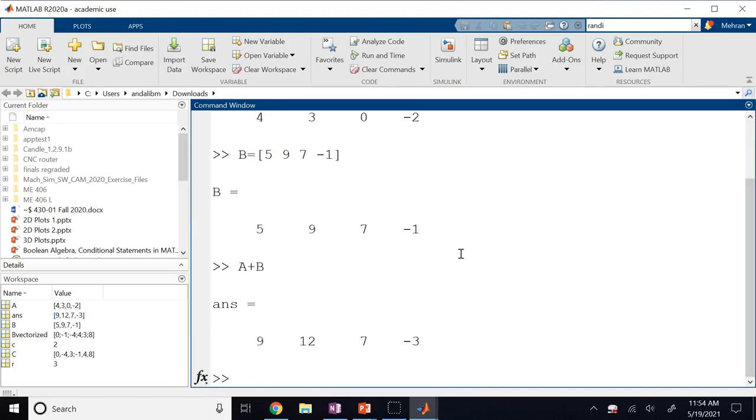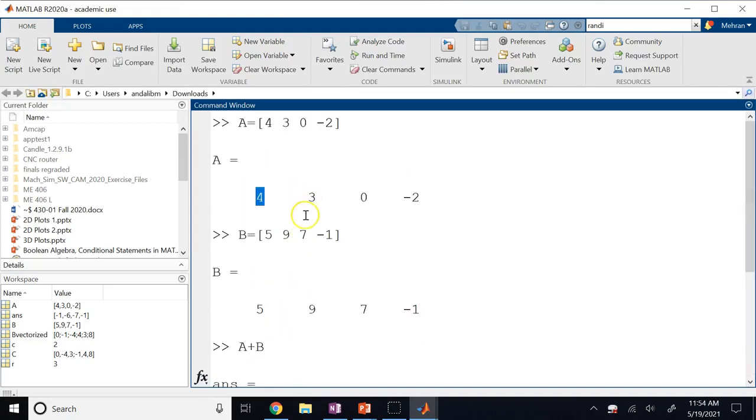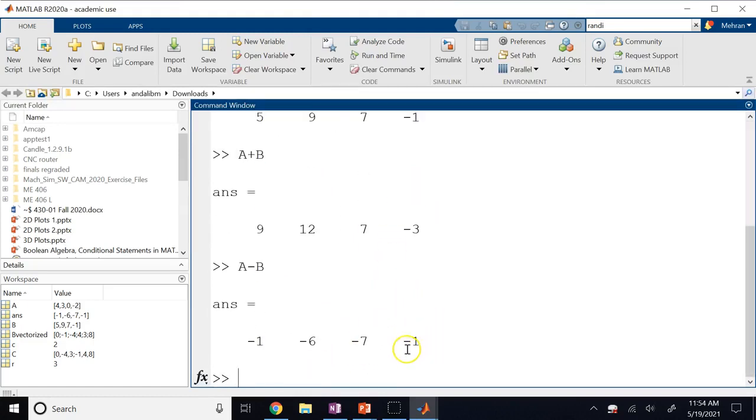I can easily add. Then each element in A is added to the corresponding element in B, as you can see. Or can I subtract? Sure, again, each element in B is subtracted from the corresponding element in A. So 4 minus 5 is negative 1, right? 3 minus 9 is negative 6, 0 minus 7 is negative 7, negative 2 minus 1 is negative 1. So adding and subtracting can happen between vectors or matrices as long as they have the same dimensions.